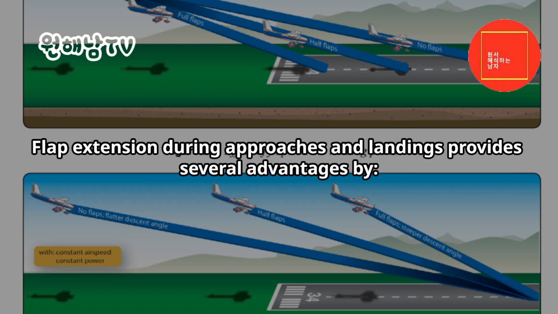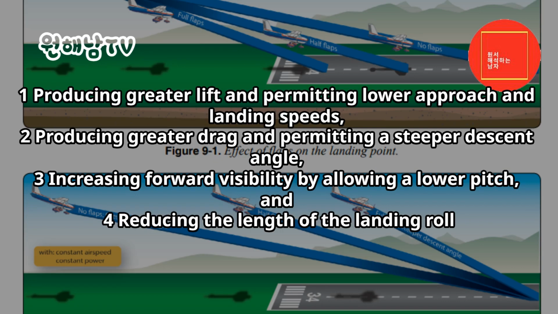Flap extension during approaches and landings provides several advantages by: 1. Producing greater lift and permitting lower approach and landing speeds. 2. Producing greater drag and permitting a steeper descent angle. 3. Increasing forward visibility by allowing a lower pitch, and 4. Reducing the length of the landing roll.